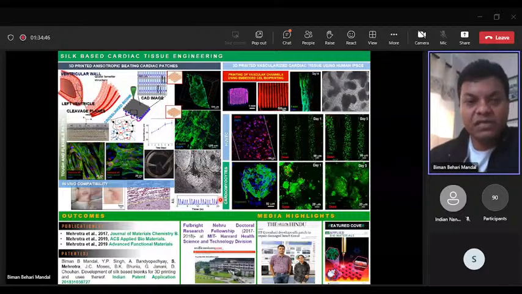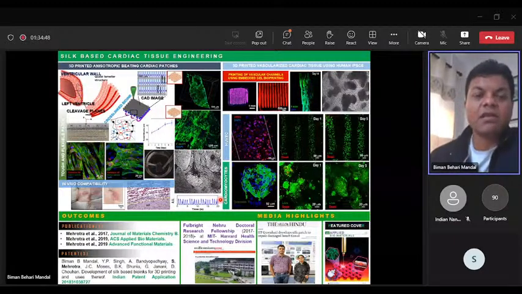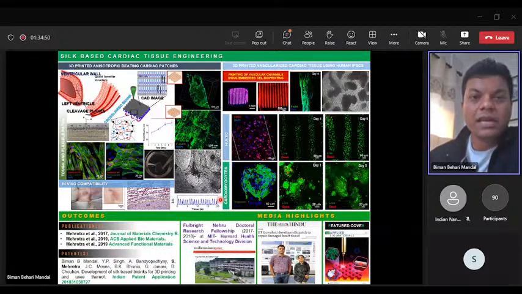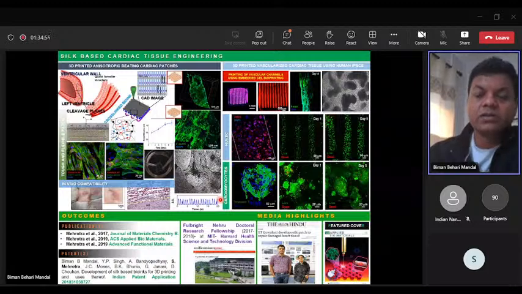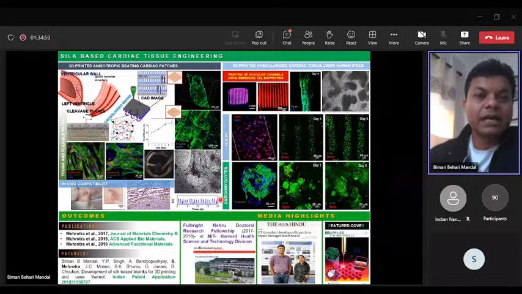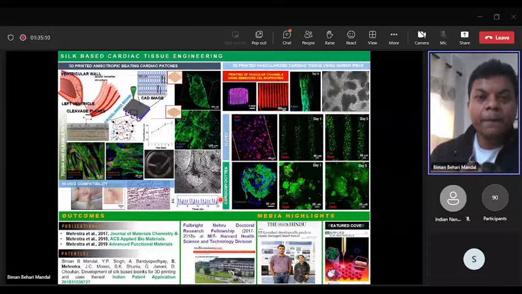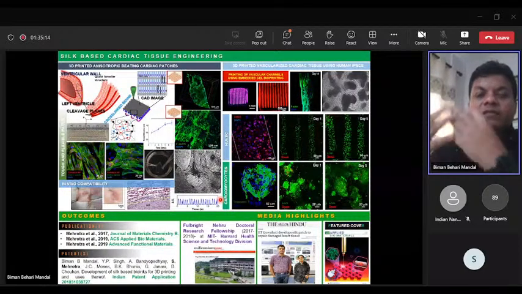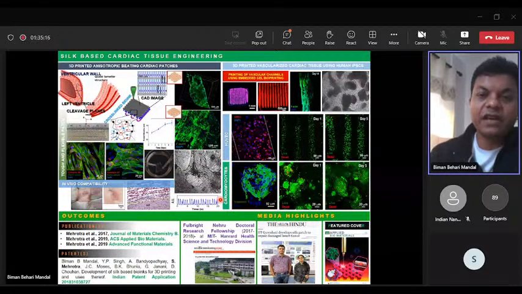Of course, I'm trying to oversimplify this, but there is a lot of science that goes into creating such functional tissues for organ regeneration. So what is the whole idea? That we can create these structures, and this would be used by doctors through surgery to be applied onto the myocardial infarct or the dead cardiac tissue, and the functionality would be retained and the patient's life can be saved.